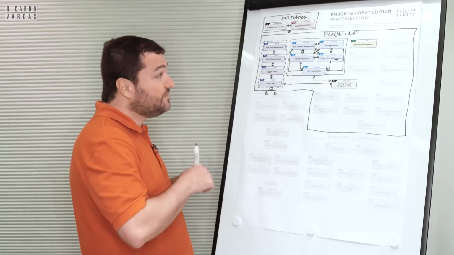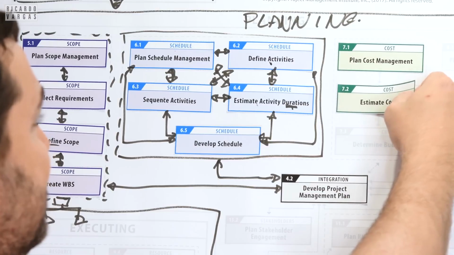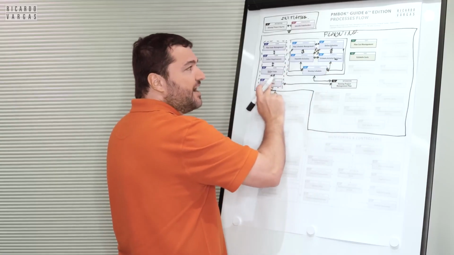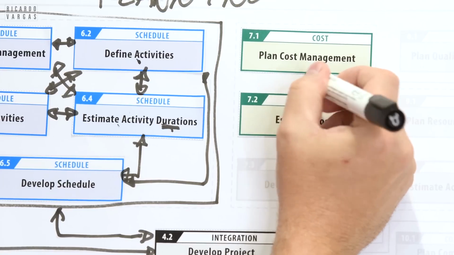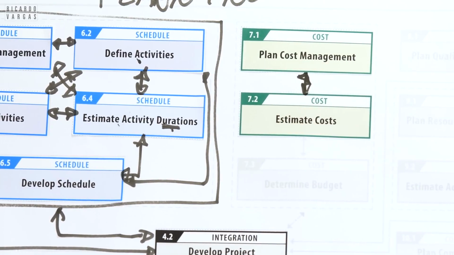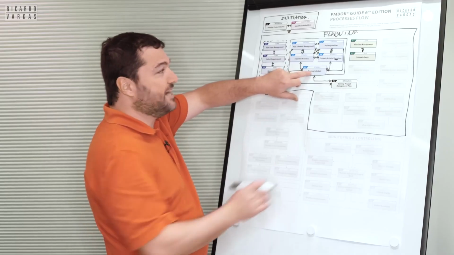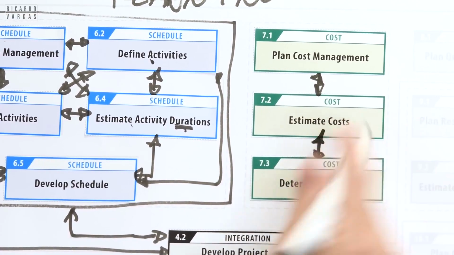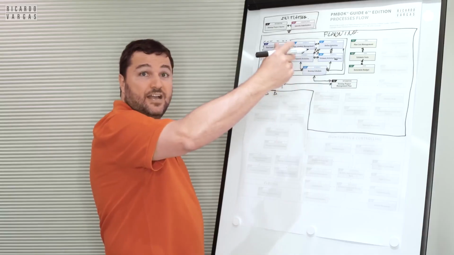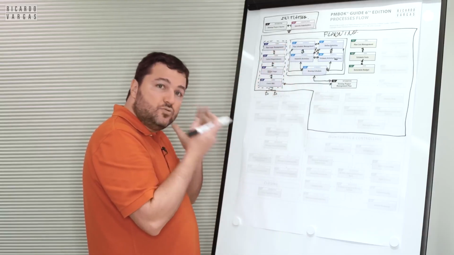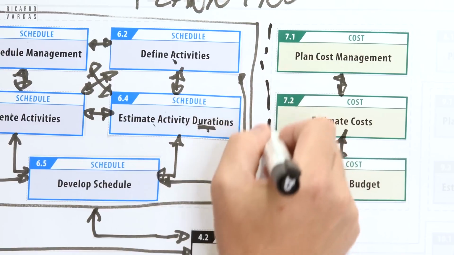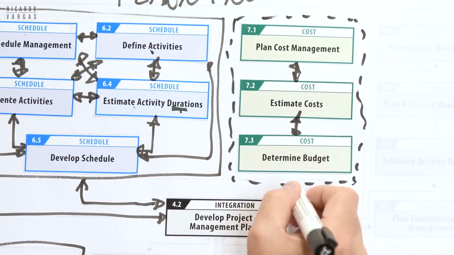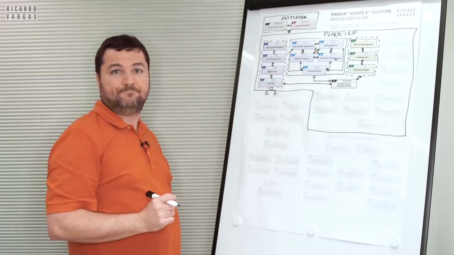Then after that, I will estimate costs. If I know the activities and I have a clear idea of my scope, I can estimate cost. And then after estimating cost, knowing that I have my schedule, I can develop my budget. I can understand my S-curve. I can understand how I plan to spend the money. And these three tasks are part of the planning process related to cost.